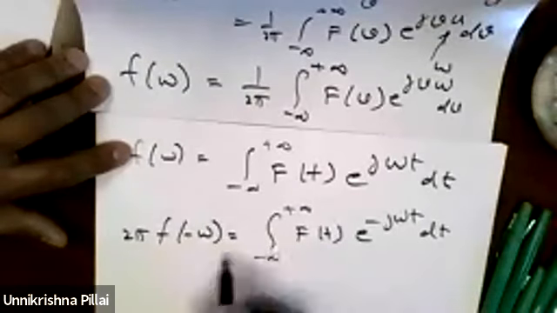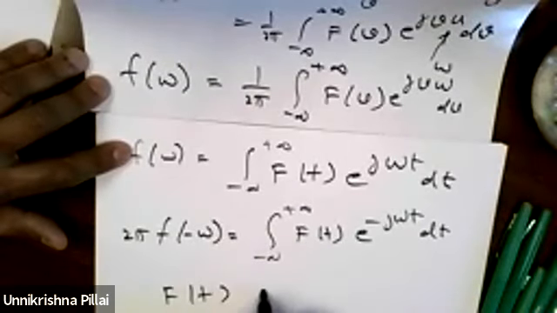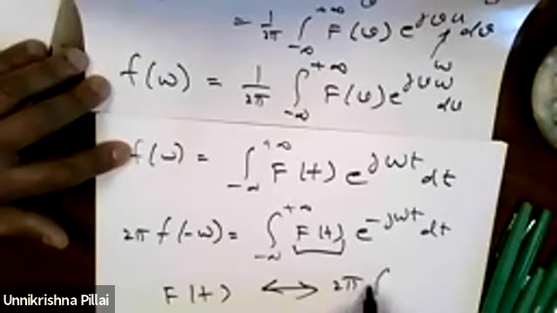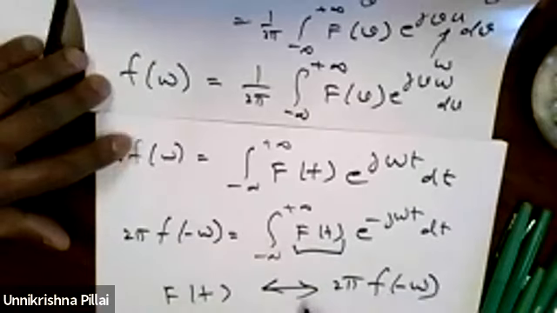So you look at this relation. We get a key relation: the transform of F(t), this waveform, is 2 pi multiplied by f of minus omega. So using this, because the transform of delta(t) is flat, if you bring in this function here, this will be 2 pi multiplied by delta of minus omega, but delta is a symmetric function. So you get delta of omega.